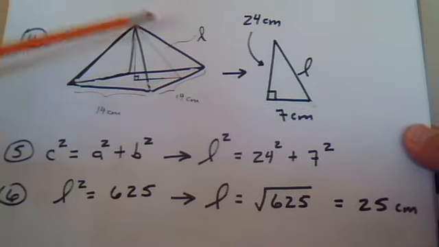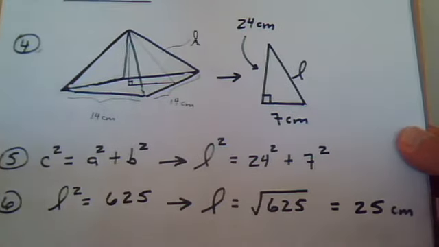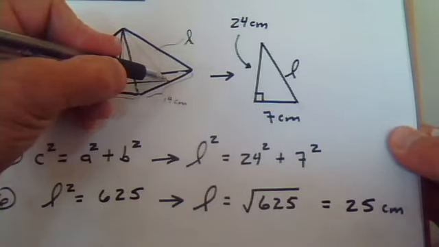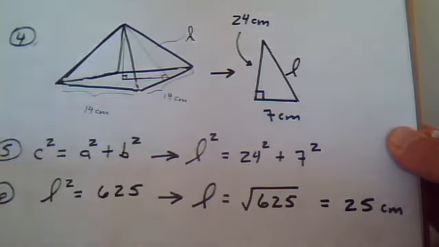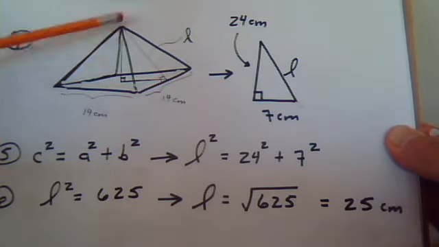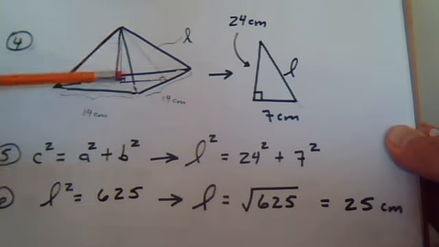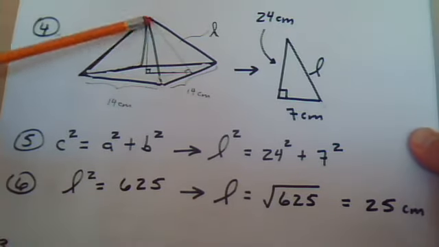So they didn't give us the slant height. This is the slant height. This height is 90 degrees right here. Remember, heights are always perpendicular. So this is the height from here to here. This is also a height, but this is called the height of the pyramid. This one's called the slant height.